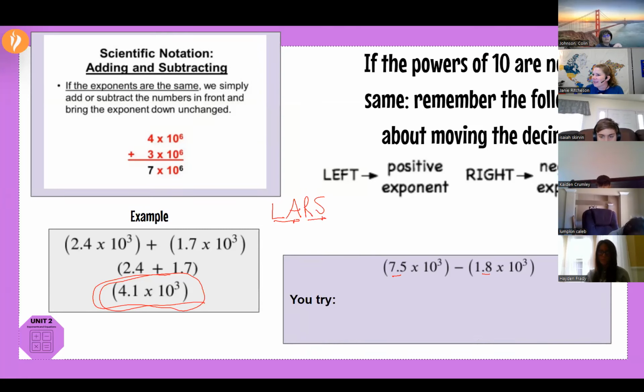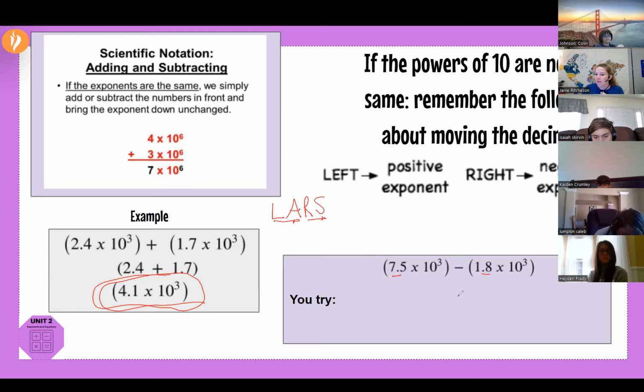Good, Colin. Good, Rylan. All right, so good, Ashlyn. Good, Colton. But it's a times, and part of your answer is a times. Good, good, good.